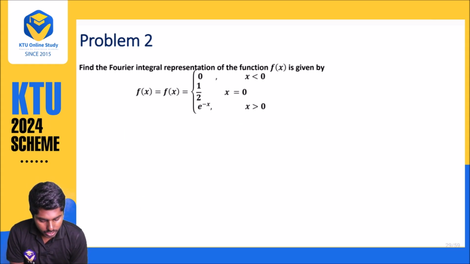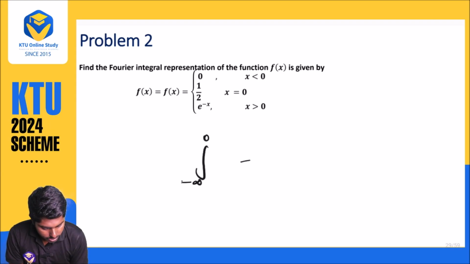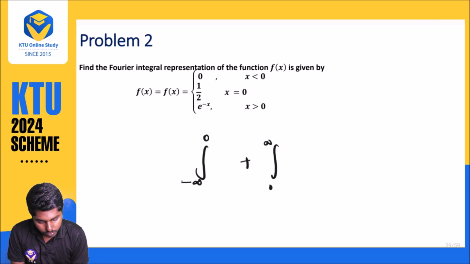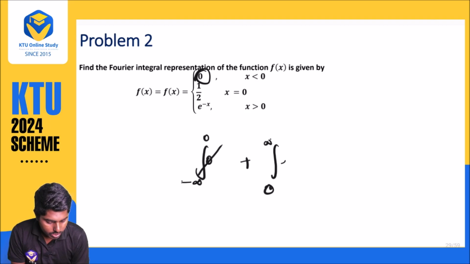So the limits are minus infinity to 0 plus 0 to infinity. When minus infinity to 0, our f of x value is 0, so 0 into any value is 0 only. When it comes to 0 to infinity, our f of x value is e power of minus x. So the integrand is e power of minus x cos omega x dx.